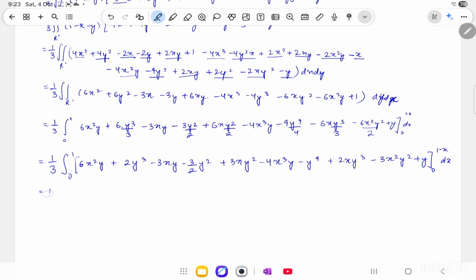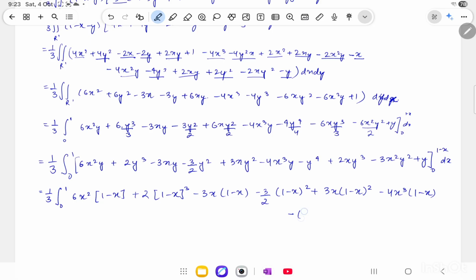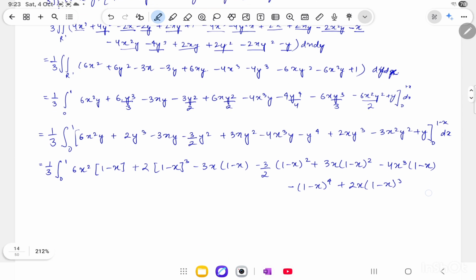Now if we plug in the limits, it will be 1 by 3 integration from 0 to 1, 6x square (1 minus x) plus 2(1 minus x) cube minus 3x(1 minus x) minus 3 by 2 (1 minus x) square plus 3x(1 minus x) square minus 4x cube(1 minus x) minus (1 minus x) raised 4 plus 2x(1 minus x) cube minus 3x square(1 minus x) square plus (1 minus x) dx.